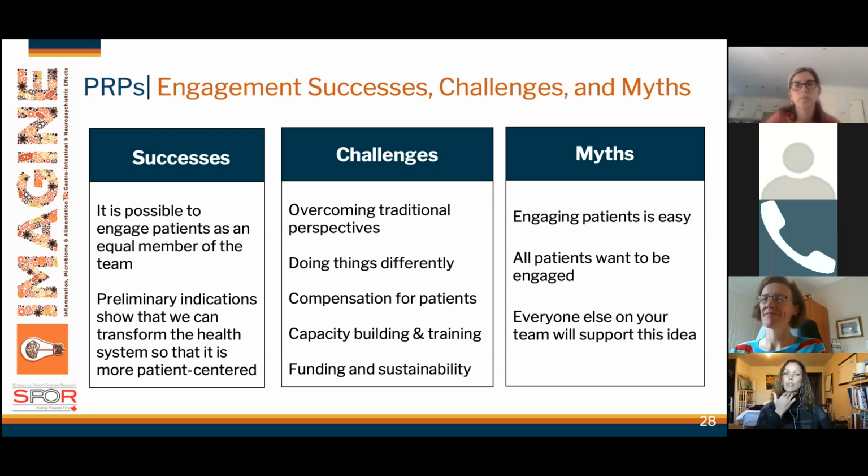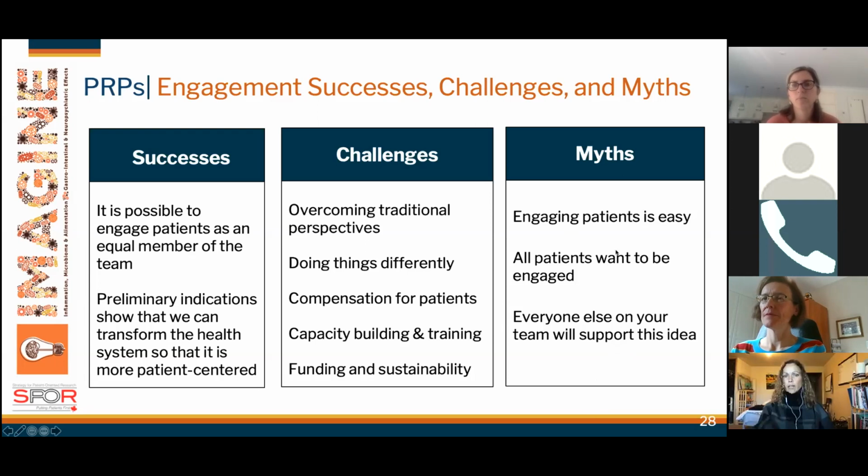So, just for sake of time, we should maybe talk a little bit about the myths of engaging patients: that it's easy, that all patients want to be engaged, and that everyone else on your team will support this idea. So again, really, it's not a cookie cutter approach. Engaging patients can take more time because they might require training, they might require some time to get comfortable with people.